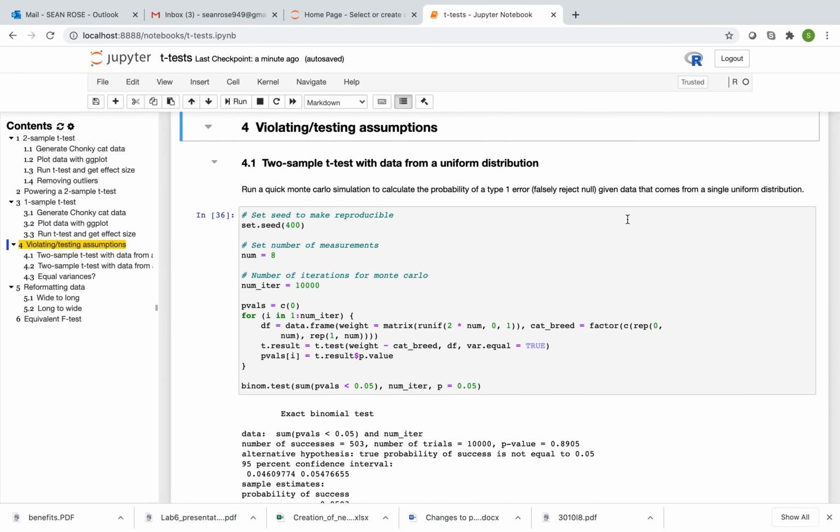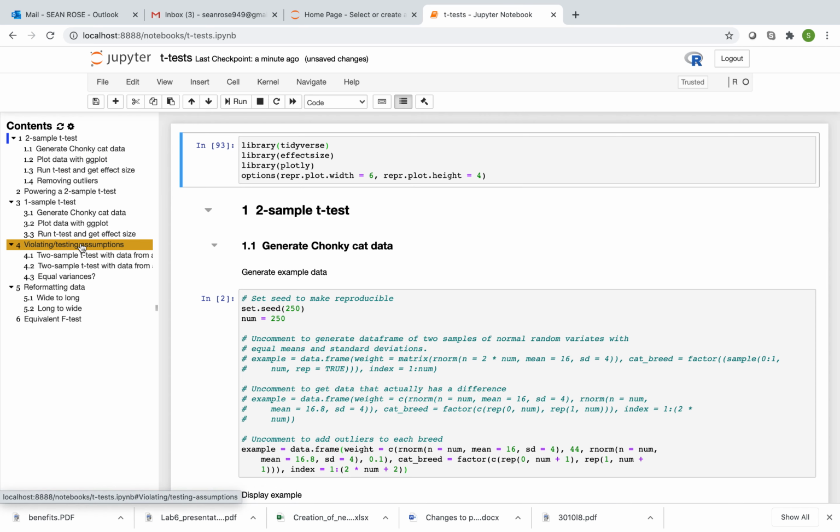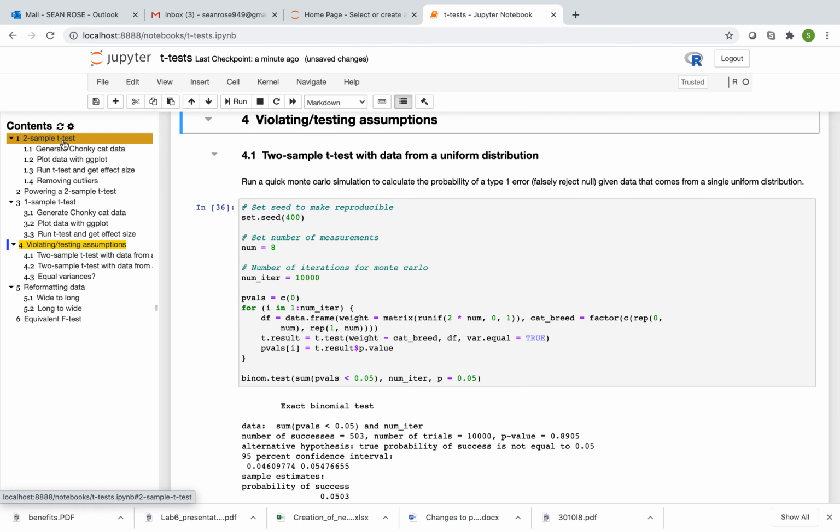Okay, so let's jump over to our Jupyter notebook. So again, last time we got set up with the 2-sample and the 1-sample t-test. I'm just going to start off here by loading the packages we're going to need, which it's not yelling at me, so that means they're already loaded. Okay, so last time we covered sections 1 and 2 and 3. Yeah, we also talked about powering a 2-sample t-test.